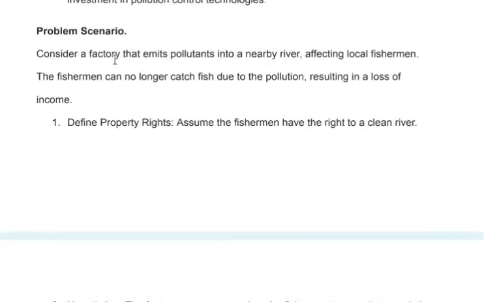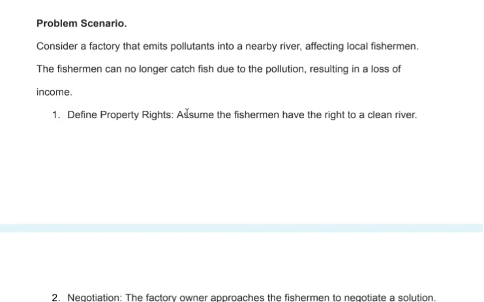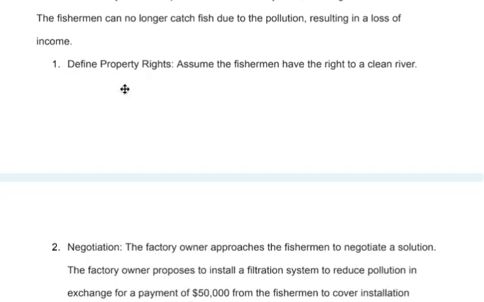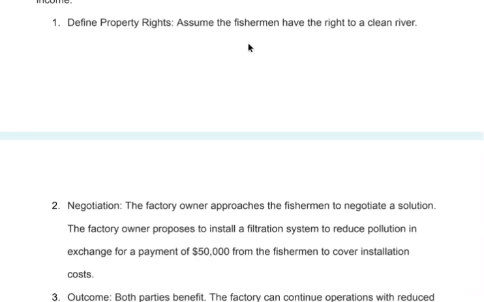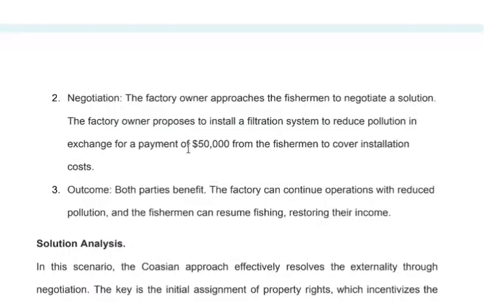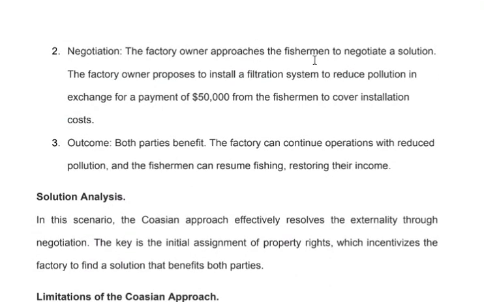Problem scenario. Consider a factory that emits pollutants into a nearby river, affecting local fishermen. The fishermen can no longer catch fish due to the pollution, resulting in a loss of income. Define property rights. Assume the fishermen have the right to a clean river. Negotiation. The factory owner approaches the fishermen to negotiate a solution.